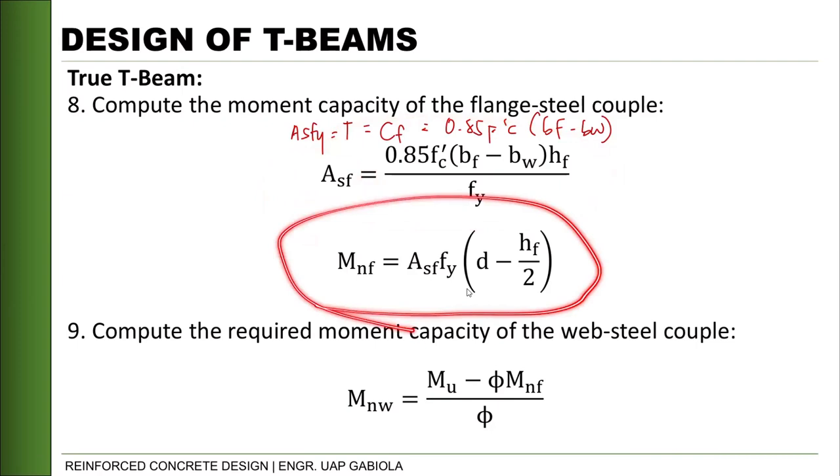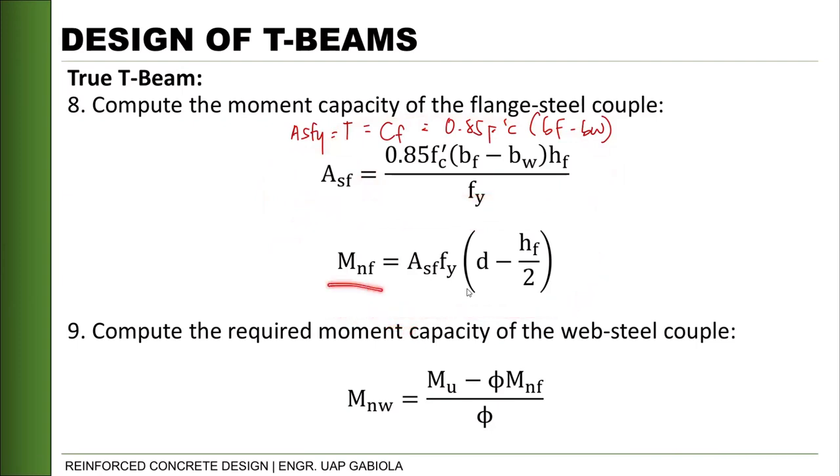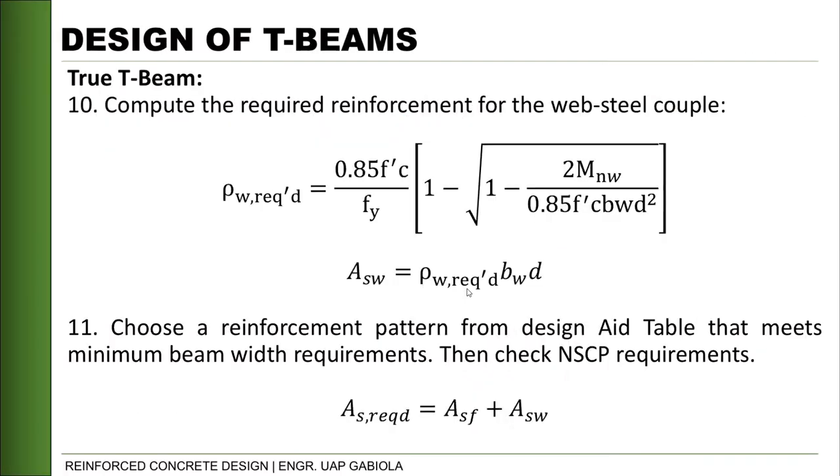Then after getting the value of the area, we can now calculate the value of the moment using this formula. Once we have the value of the moment, we now have the quantity for the flanges. The unknown now is the remaining moment capacity needed to be supported by the web. So from our ultimate moment, we subtract the ultimate moment of the flanges, all over phi or our resistance factor, which is 0.9. And then we will have our value for Mn.